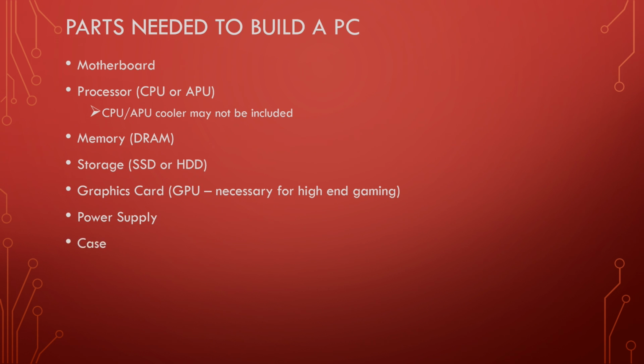A case. This is the exterior of your computer, and it's what all of your hardware mounts to. It can either be a very simple case, or it can be a showpiece, depending on what you're looking for. And then peripherals. You may already have these around the house. A keyboard, mouse, monitor, headset, speakers, anything that you're going to need to run your computer.